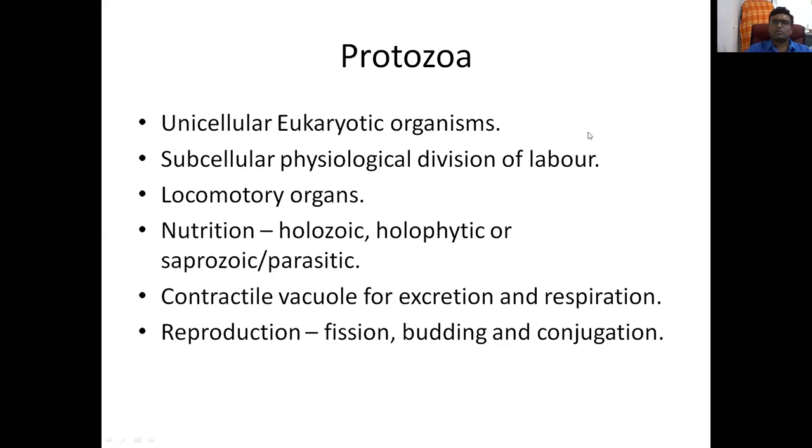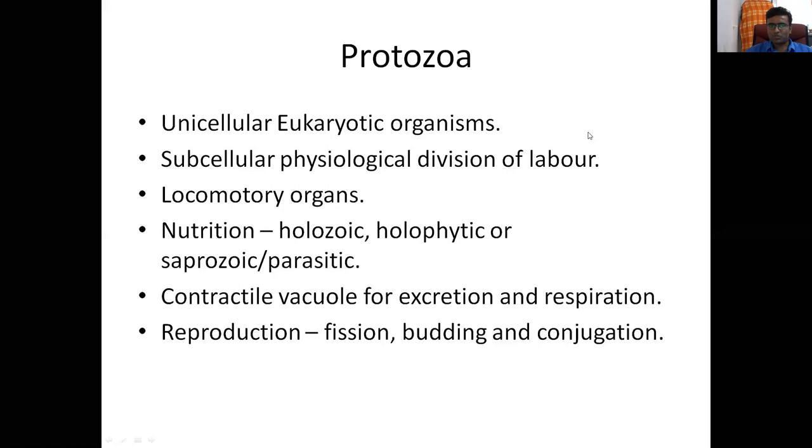Okay, so the protozoans possess a true nucleus. That means the genetic material is well surrounded by a nuclear membrane, right? And because in case of protozoans, a single cell itself is an animal, there is physiological division of labor, which is subcellular. That means within a cell, there is physiological division of labor, okay?